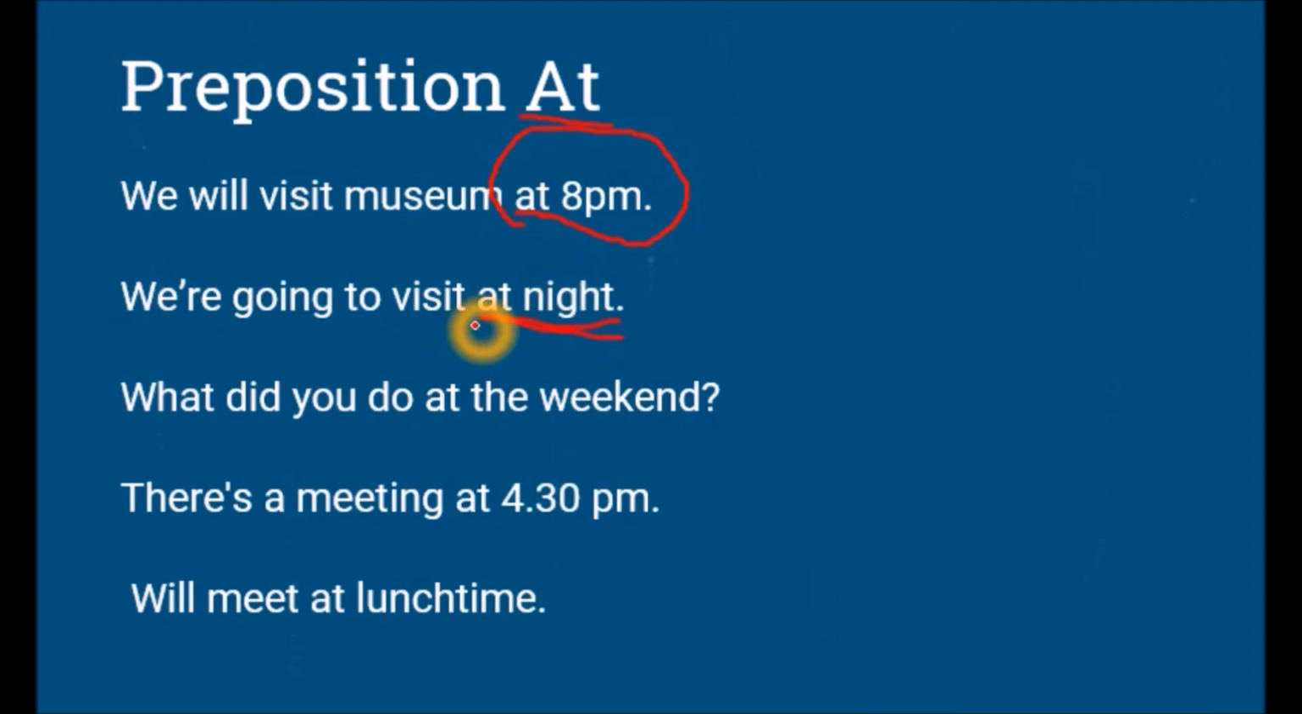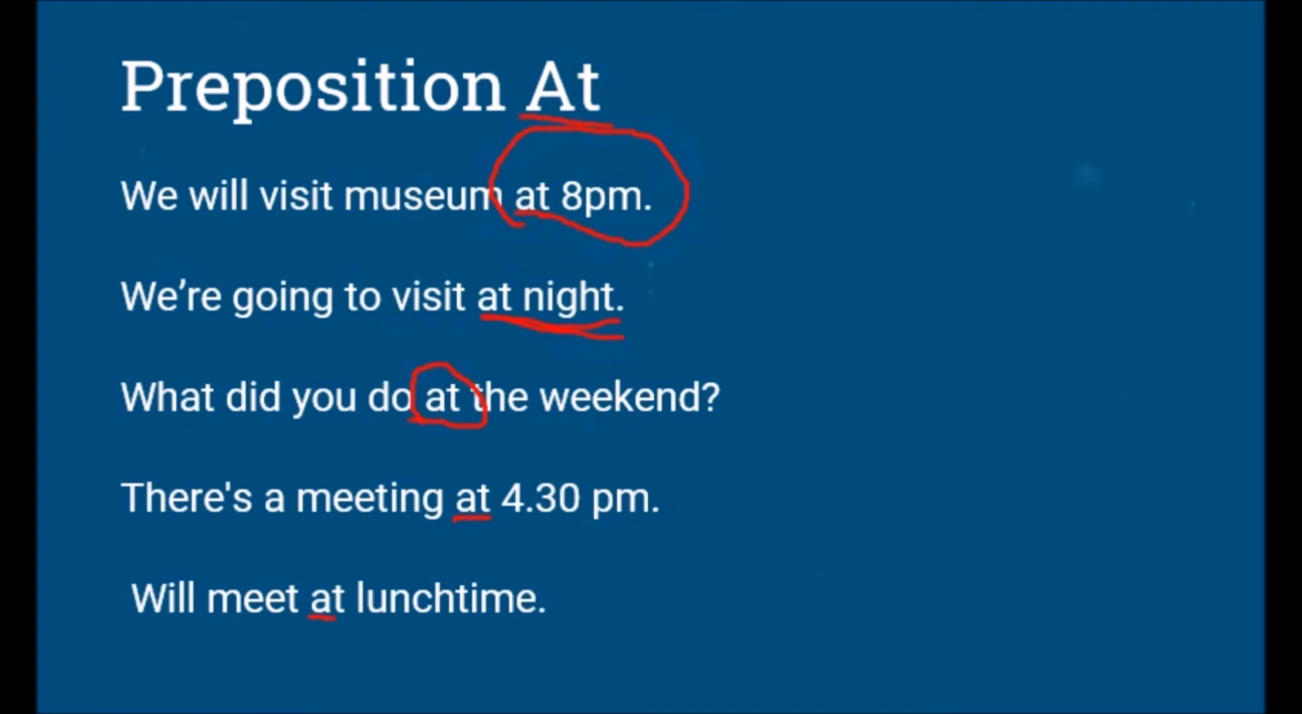At night is an exception. What did you do at the weekend? So we can use the preposition at with weekends in British English. So the preposition at allows you to tell others when things are taking place. Next sentence, there is a meeting at 4:30. So the preposition at is used to show an exact time, or you may say a particular time. Next example, we'll meet at lunchtime. In this sentence, at lunchtime also means a particular time or exact time. So we can use at lunchtime, at dinner time, or at breakfast.